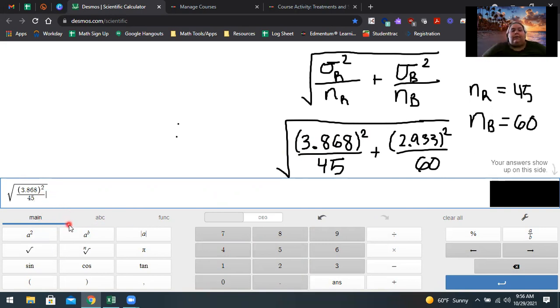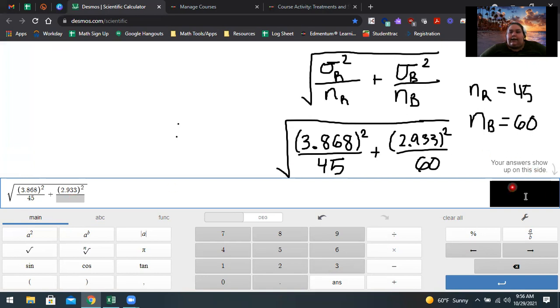Now I'm going to move my cursor to the right. Do you see I'm at the very end of the fraction? What could be helpful is using the arrow on your keyboard. I'm going to put the plus sign. Again, I'm building this whole thing now. Then we need another fraction, so we're going to select the divide and open parentheses, and enter this value, 2.933, close up the parentheses, and square it.